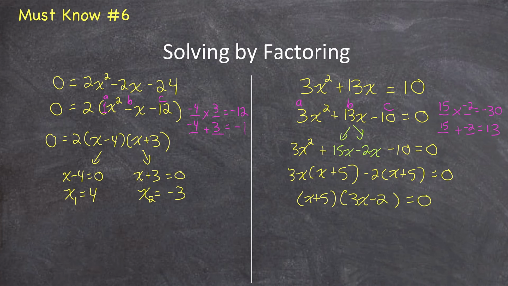Now that it's in factored form, I know that product would be 0 if either the x plus 5 was 0 or if the 3x minus 2 was 0. X plus 5 would be 0 if x was negative 5, and 3x minus 2 would be 0 if x was 2 over 3. So once again, two answers to that quadratic. Now you know the basics of solving by factoring.